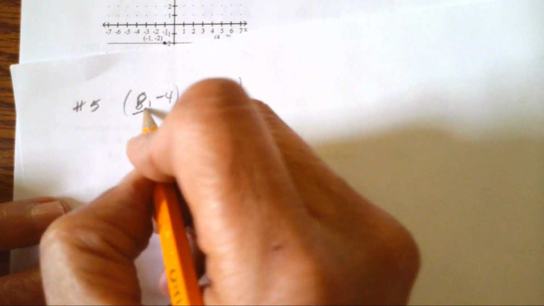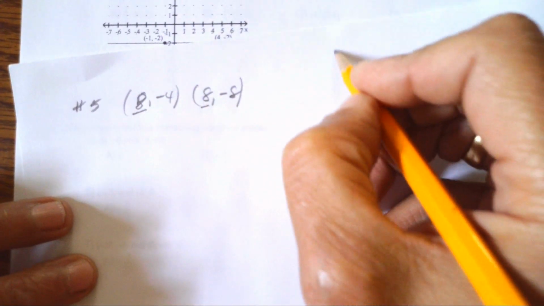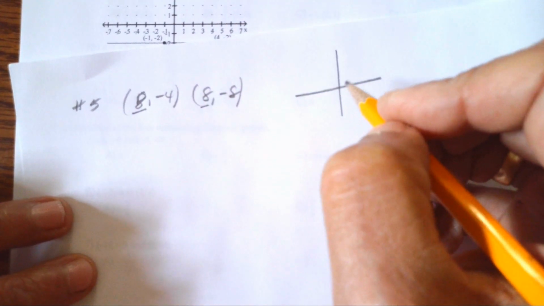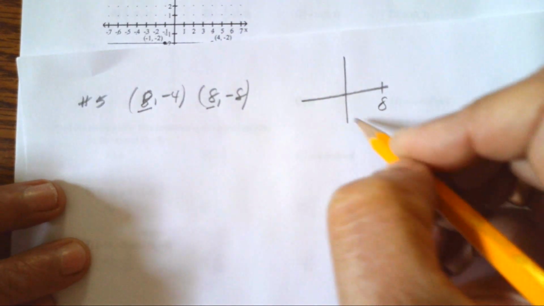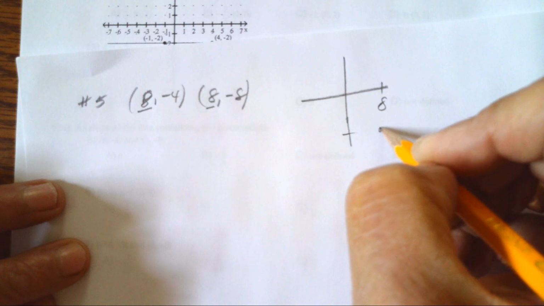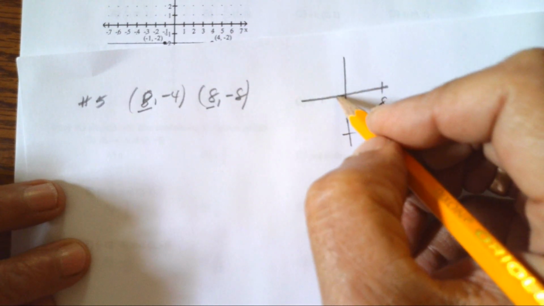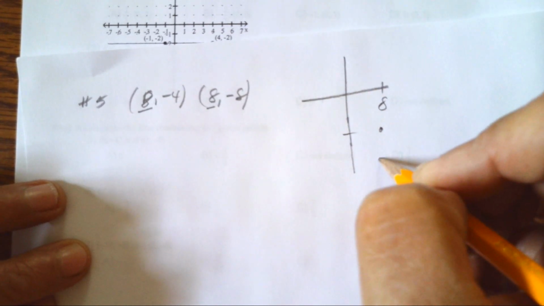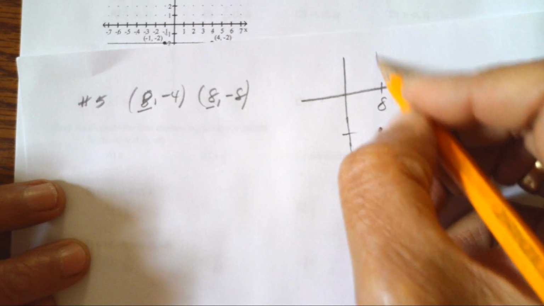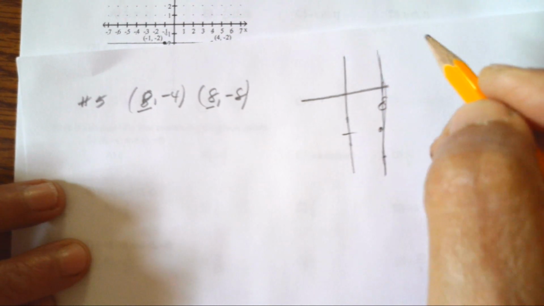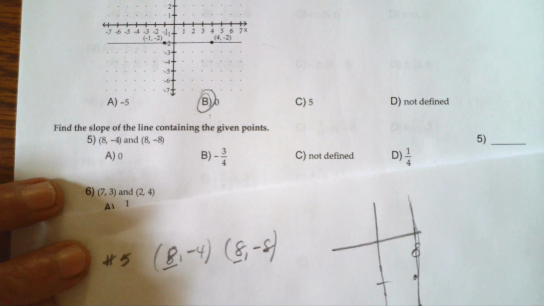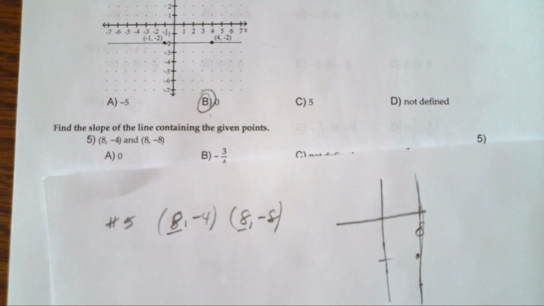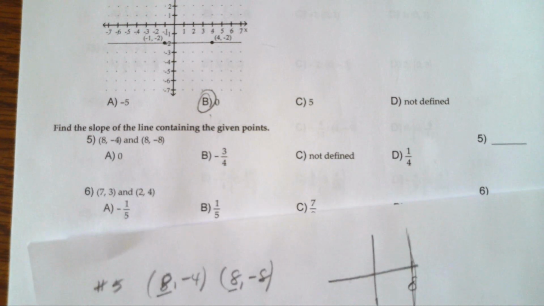Well, I see my x values here are the same. So what I'm thinking of is I'm going over 8 and coming down to negative 4, and then coming over 8 and coming down to negative 8. What I'm going to have here is, you can see it's a vertical line. By that I know if it's a vertical line, then my slope, for number 5, is undefined.